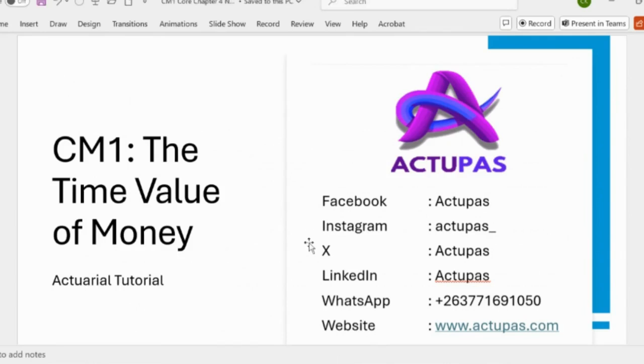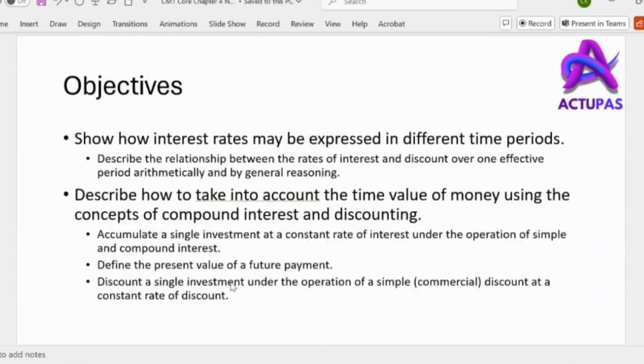Good day once again. I'm going to present on the time value of money. This is a tutorial that introduces us to computations that include interest rates. So the objectives are to show how interest rates may be expressed in different time periods.